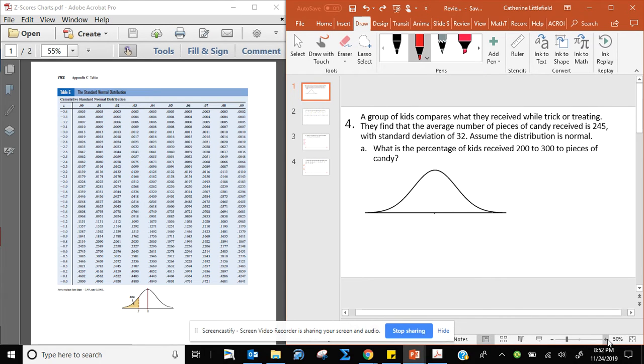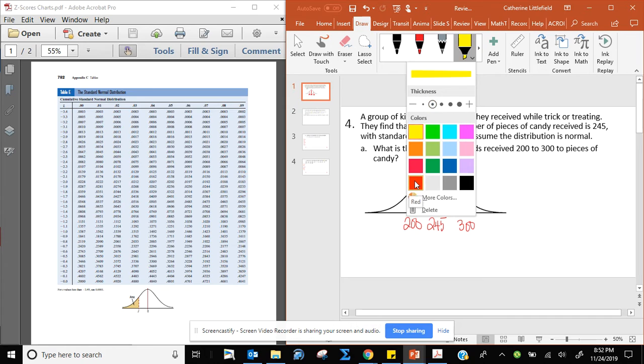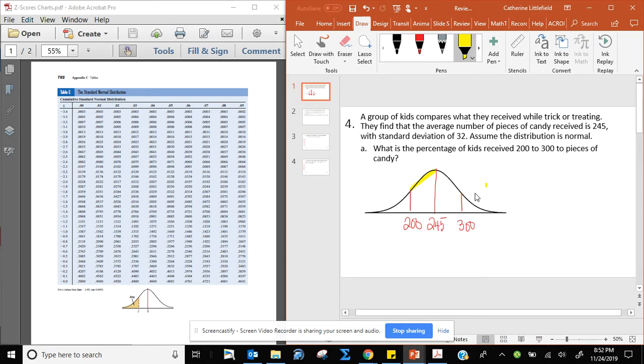Okay, so first we gotta draw our bell curve. So in the middle, our average is 245. And we have to find the percent of kids that fall between 200 pieces of candy and 300 pieces of candy. So we need to find this percent of kids that have candy between 200 and 300 pieces.